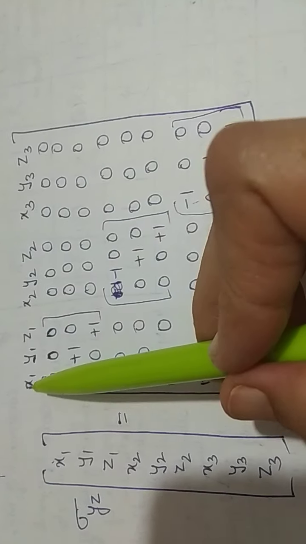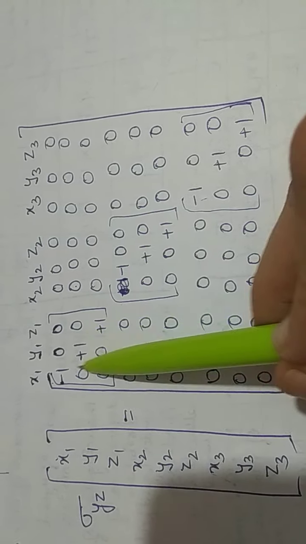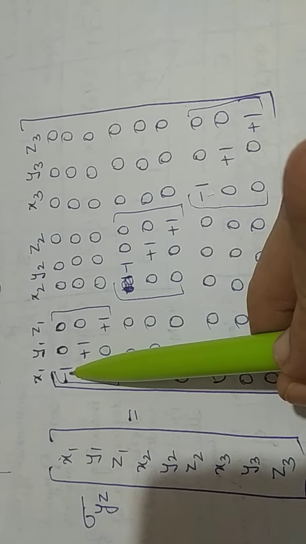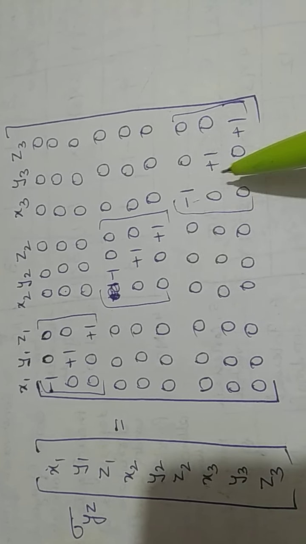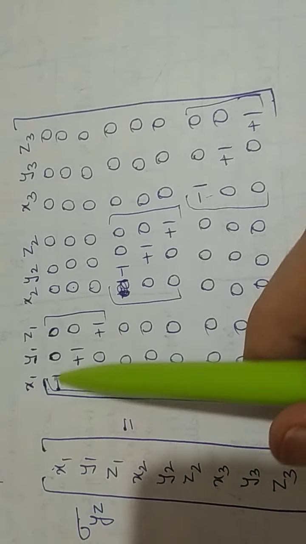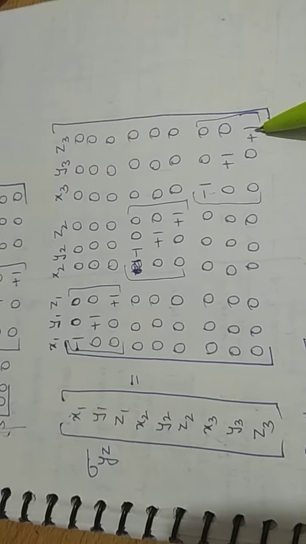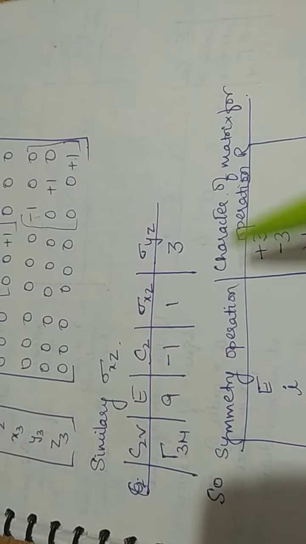Resultant will be obviously x1 to x1 prime. What happens? Yz is there. So y and z stay positive, x becomes negative. The same thing happens here and the same follows. So what will be the character of it? It is 1, 1 and 1. So it is finally 3. So the character becomes 3.